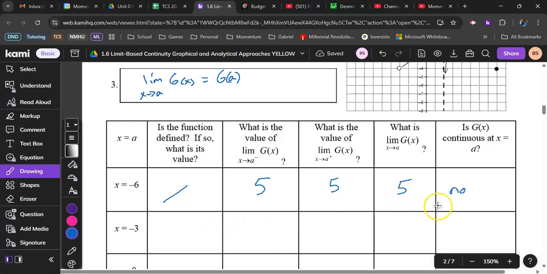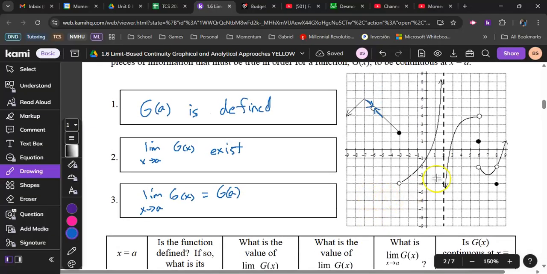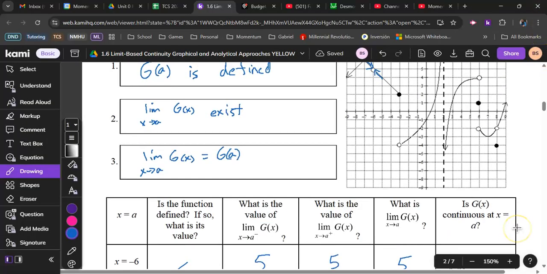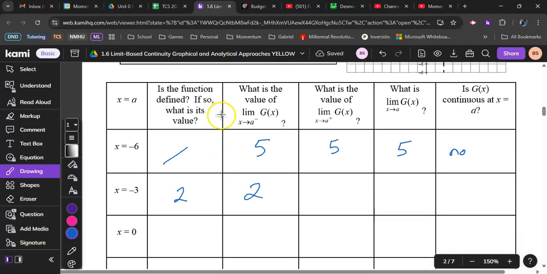Basically, if one of these boxes is not true, it's going to be a no. That's what we're doing. So now let's look at negative 3. At negative 3, is it defined? Yes, it's 2. And from the left-hand side, it was also 2. If we scroll up and look at it, from the left side here, it was 2. From the right side, it's negative 4. If the two sides are not the same, what does that mean? It doesn't exist here. Therefore, if the limit doesn't exist, it's not continuous.